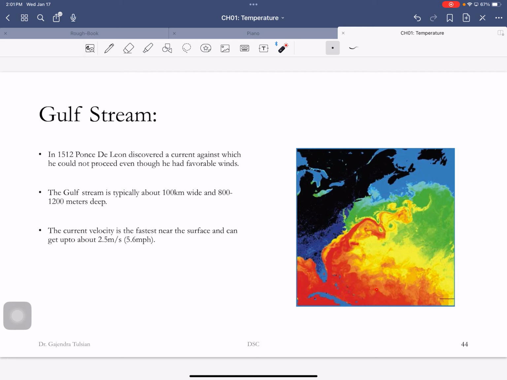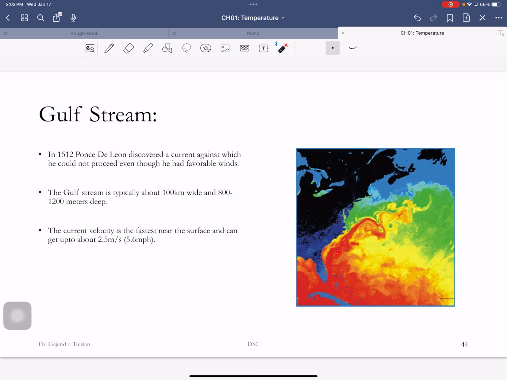Convection is very important to us. Here, these are the waters near the equator, and they get warm from the sun. This warm water travels to the north. You can see that this is the Gulf Stream. These are warm waters flowing north, and they flow at about 5 to 6 miles an hour. And this is how it was discovered. Mr. Ponce de Leon was sailing in this direction. The winds were behind him, and he was going nowhere.